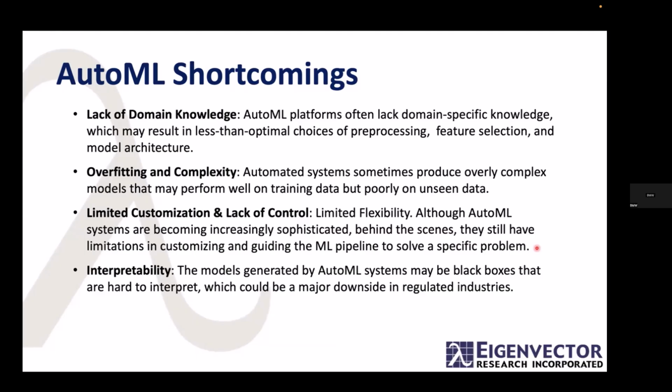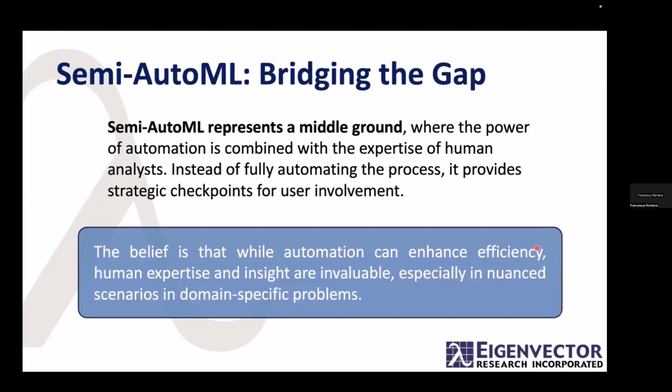And all of that's true, but I see the biggest problem as interpretability. The models generated by AutoML are largely black boxes that are hard to interpret, or at the very least, you don't know how they were arrived at, which could be a major downside in regulated industries. Really? Yeah.